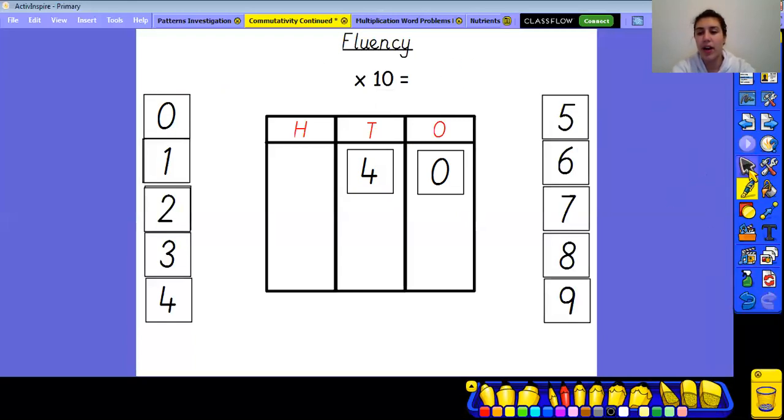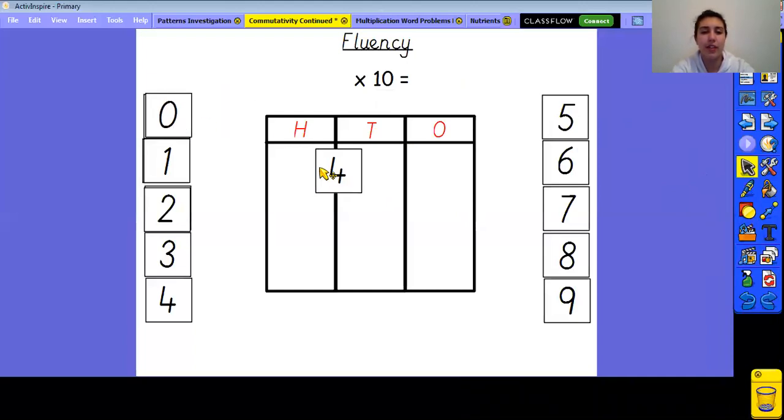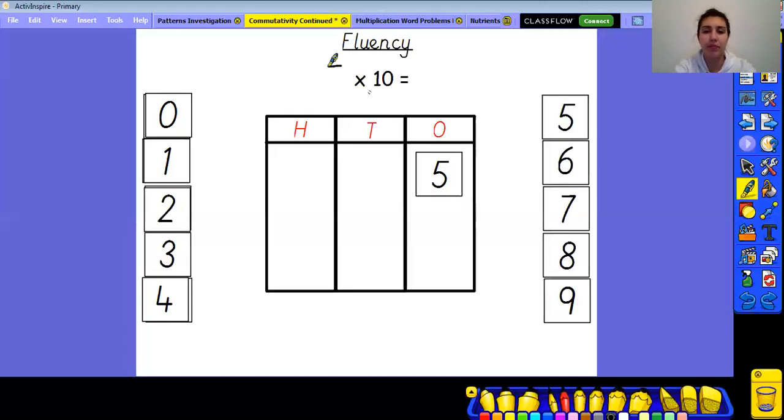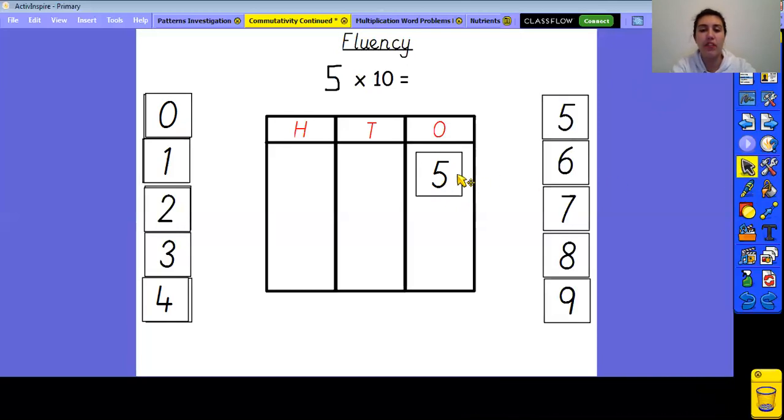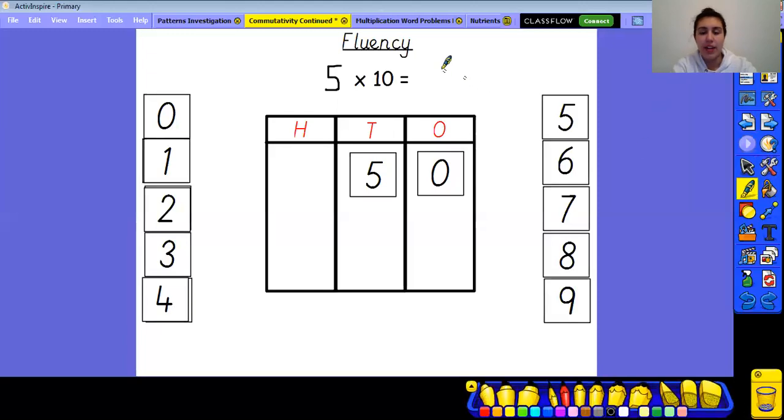Lovely. Let's try another example. Let's do 5. So here we go, got the number 5. 5 by itself, single digit, that means 5 ones. And then when we times by 10, that 5 moves from my ones column into the, lovely, it moves into our tens column. What happens here? Super, I need a placeholder. So I need to add my 0. So 5 times 10 is 50.